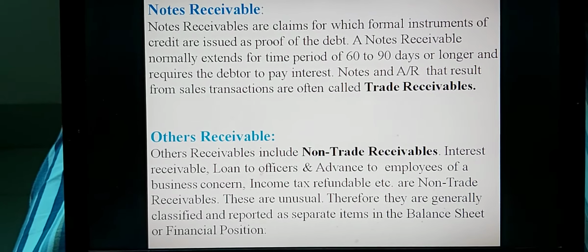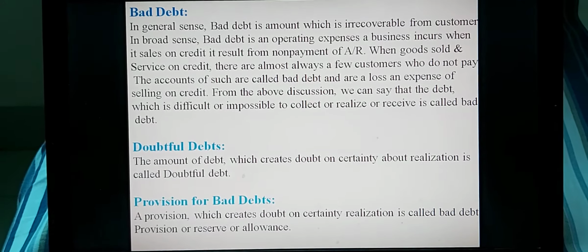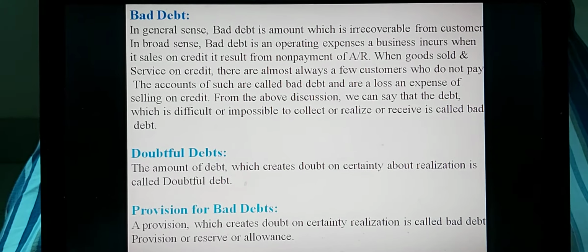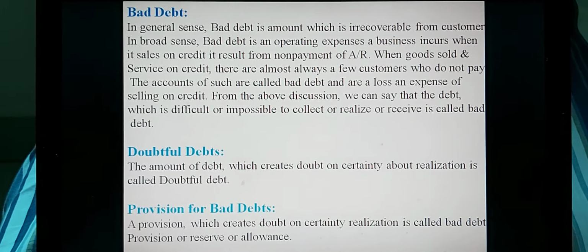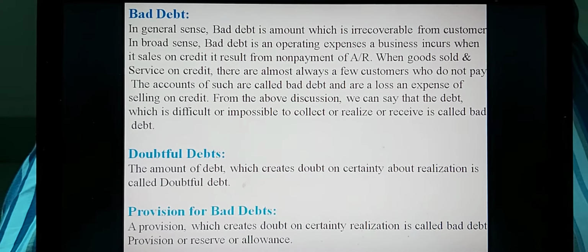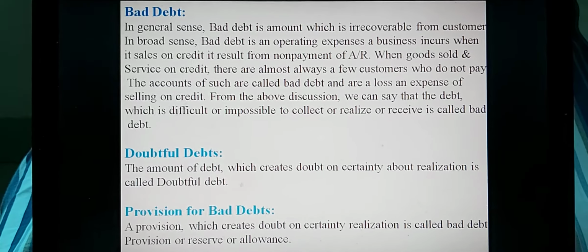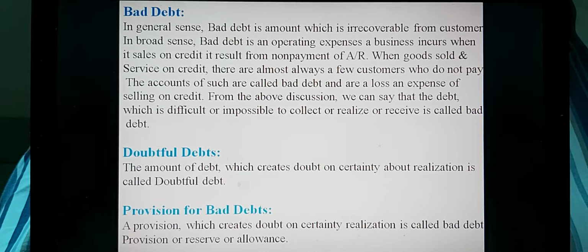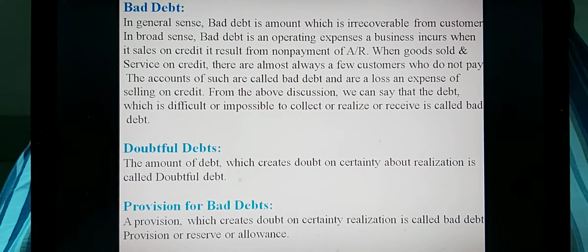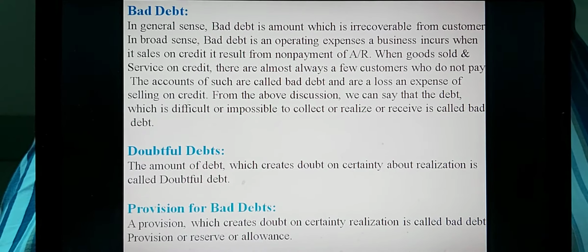Dear learners, at this moment, you have to know what is bad debt, what is doubtful debt, and what is provision for bad debt. You are watching on the slide: bad debt. What is bad debt? In general sense, bad debt is the amount which is irrecoverable from customers. In broad sense, bad debt is an operating expense a business incurs when it sells on credit. It results from non-payment of accounts receivable.